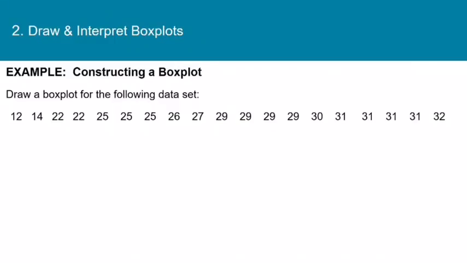First, let's find the median. Now if you count, there are 19 numbers in this data set, and 19 plus 1 is 20, and 20 divided by 2 is 10. So the median is going to be the 10th value. 1, 2, 3, 4, 5, 6, 7, 8, 9, 10. This is the median, or Q2.